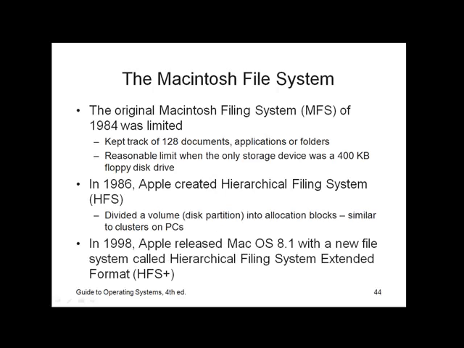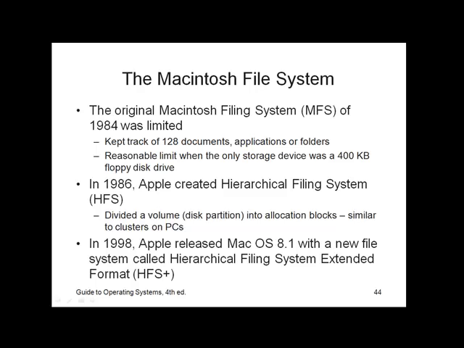The Macintosh file system, in some ways, is very similar to the Linux file system. The original Macintosh file system, or MFS, was created in 1984. It was limited. It allowed for keeping track of 128 documents, applications, or folders. That was reasonable back then. A typical storage device was 400 kilobytes, basically the size of a floppy drive.